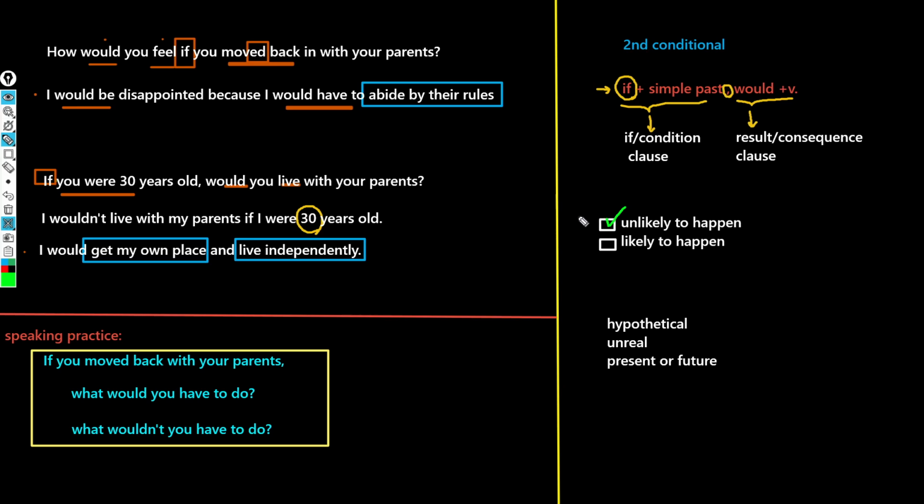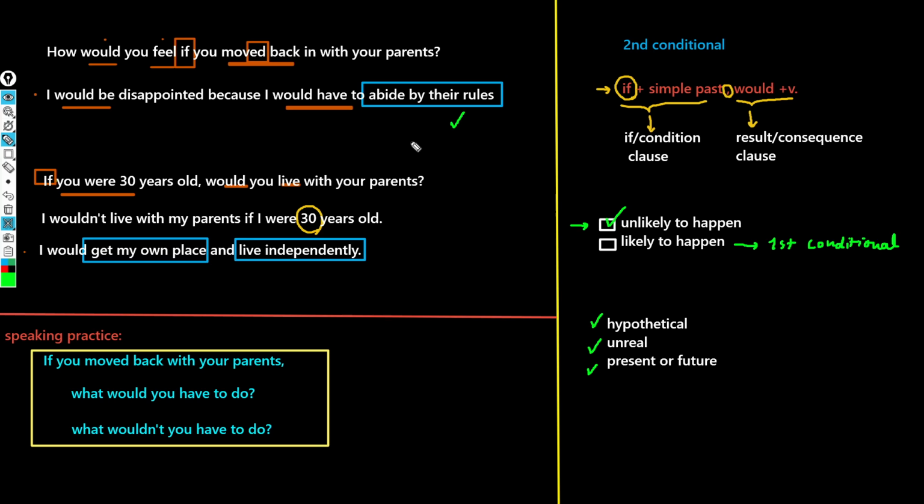So we use the second conditional structure to talk about unlikely situations. If something is probable, possible, or likely to happen, then you would use first conditional, which you are already familiar with. But we use the second conditional to talk about hypothetical, imaginary, unreal, or unlikely situations, and it also refers to present and future tenses. So use the second conditional to talk about hypothetical, unreal situations in the present moment or the future.